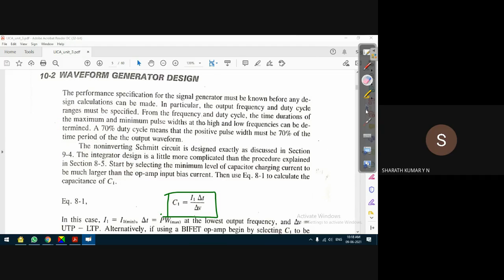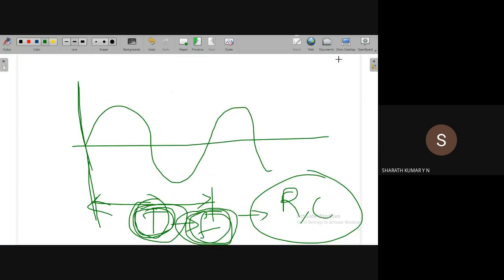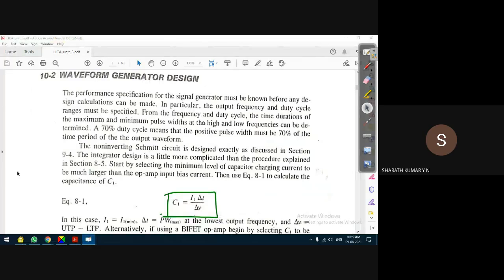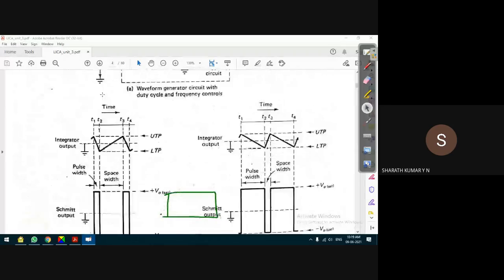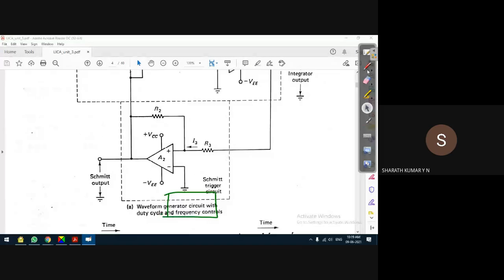The author's point is very simple. For a given time period, we can adjust the duty cycle. Maybe it can be something like this, or it can be something like this. That's the point. For a symmetrical circuit, as we understood in the last class, it can be non-inverting or inverting.